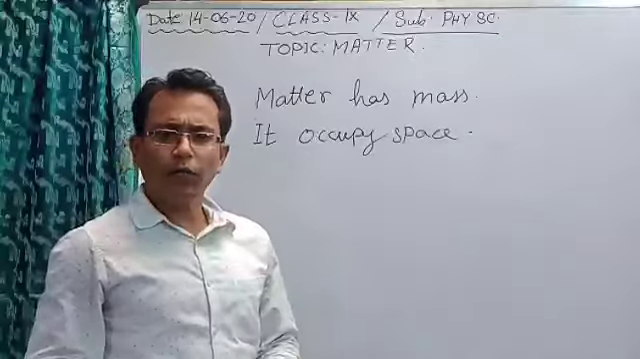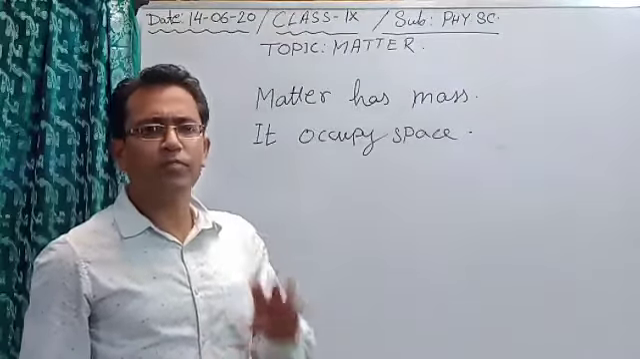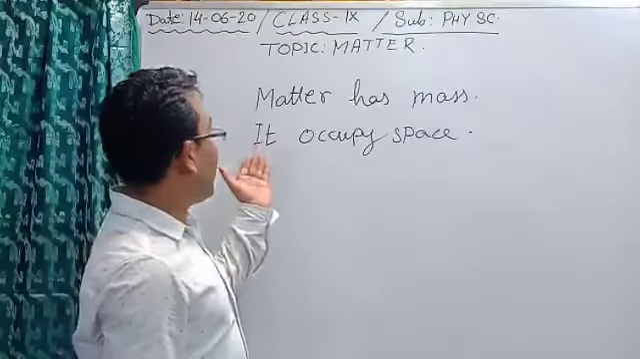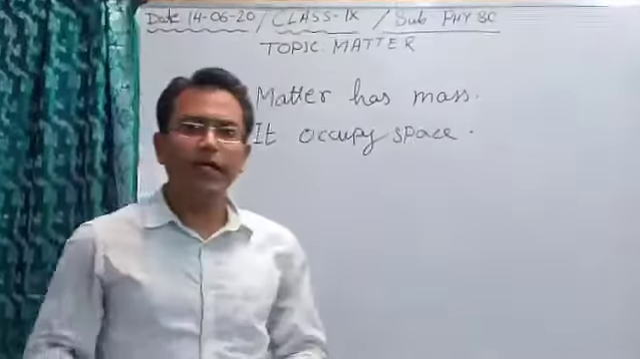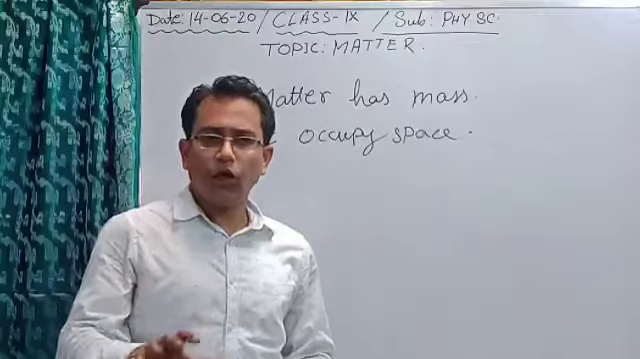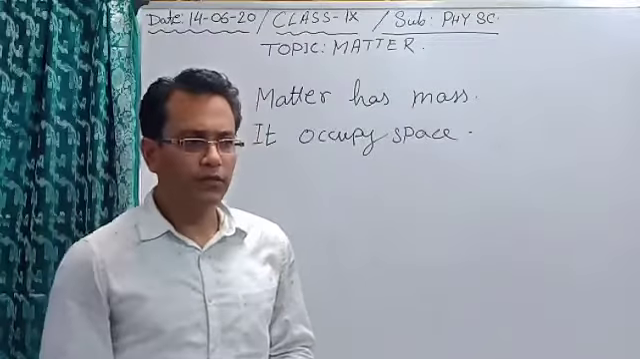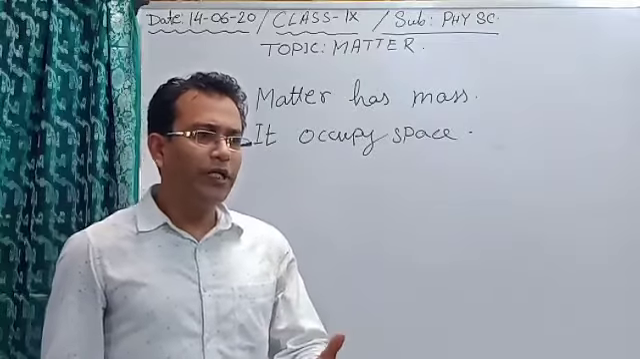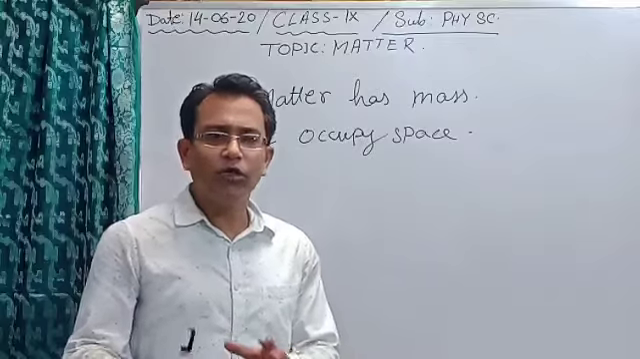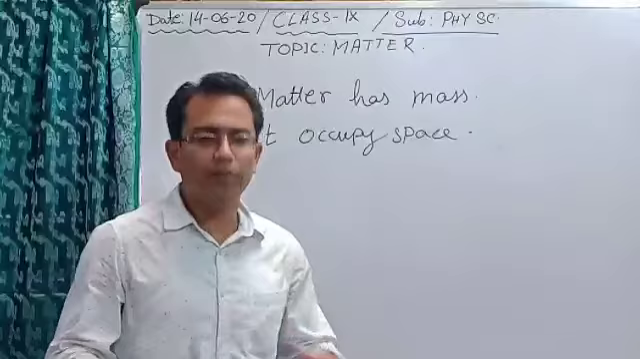Any kind of matter, whether it is solid, liquid or gas, occupies space. Some solids have a definite structure that we can feel and touch. Liquids we can see and touch, but they don't have any definite shape. Gases don't have any shape actually.